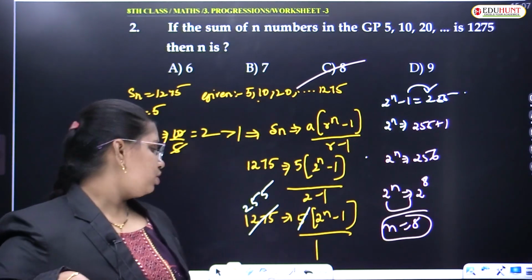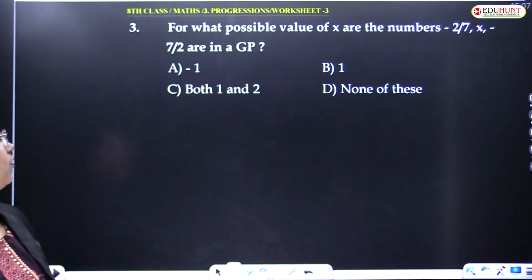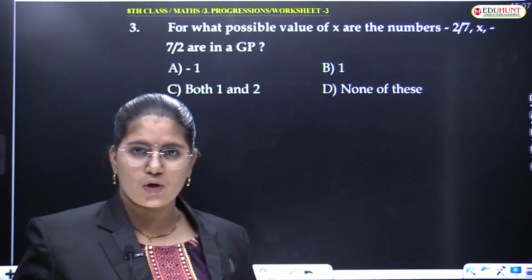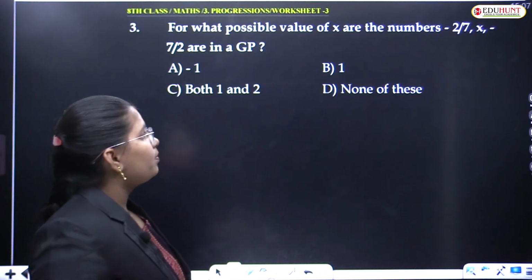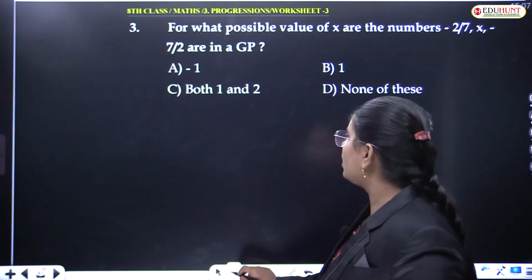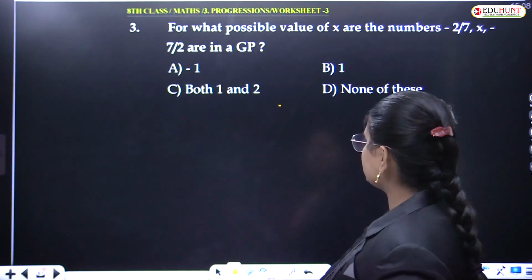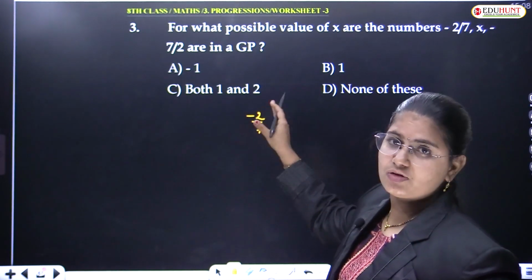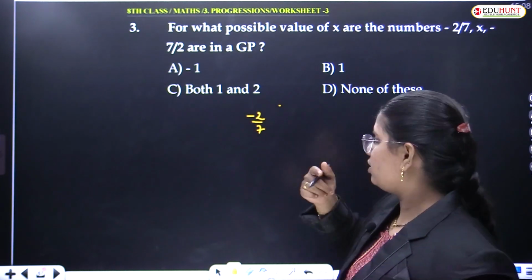Done? Chalo. We'll be moving to the next question. So what is my next question? For what possible values of x are the numbers minus 2 by 7, x, minus 7 by 2 in a GP? They were asking about the possibility of x. So here the given terms are in GP. They told you these terms are in GP. In that case, you need to find the value of x.